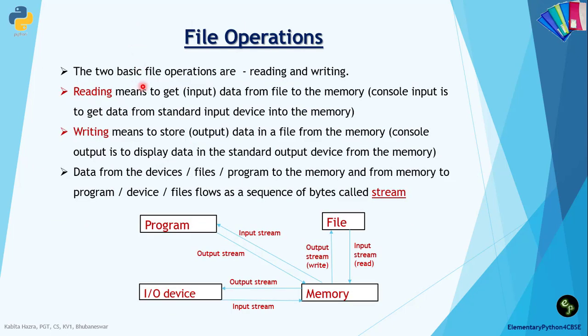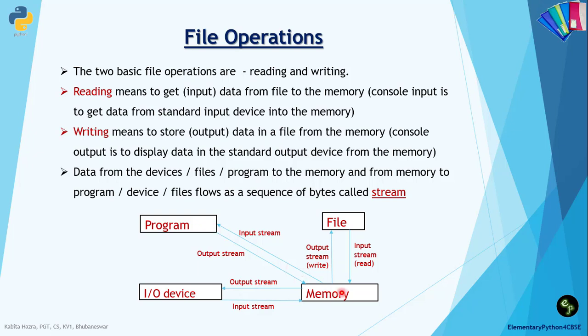The two basic file operations are reading and writing. Reading means to get data from the file or input data from the file and bring it to the memory so that we can work with it, analogous to console input, where we get the data or input the data from the standard input device into the memory. Reading means to get data from a file into the memory, just like from an input device to the memory.